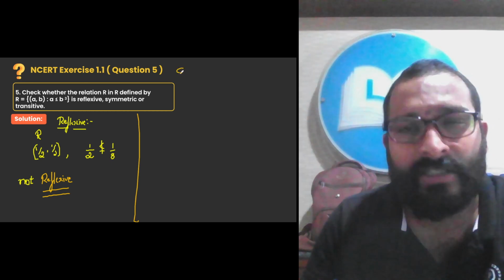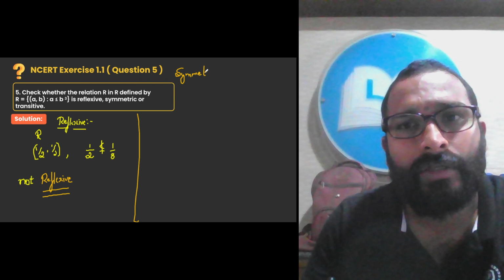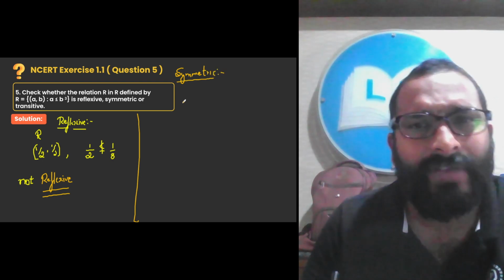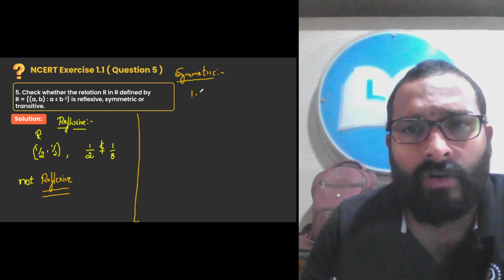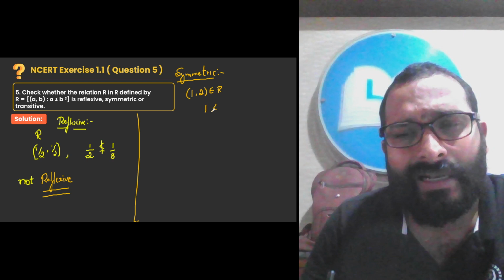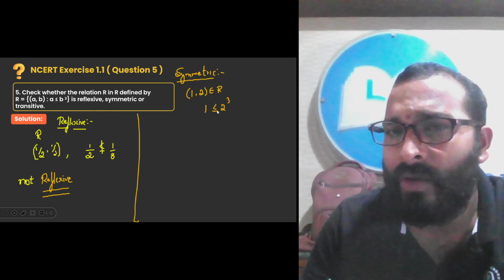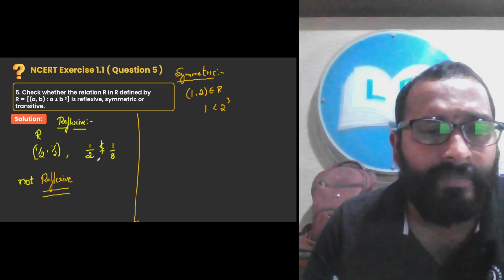Now let us check whether the given relation is symmetric. If the given relation is symmetric, then if I am taking (1, 2), this should also satisfy (2, 1). When I take (1, 2), it belongs to R. Why? Because 1 is less than or equal to 2 cube. The equal to condition is not valid here, but it is less, so one condition is satisfied. In that case, (a, b) belongs to R, it satisfies the relation.